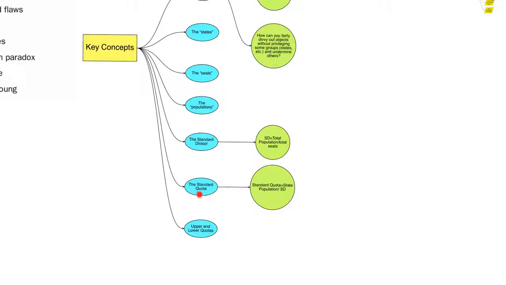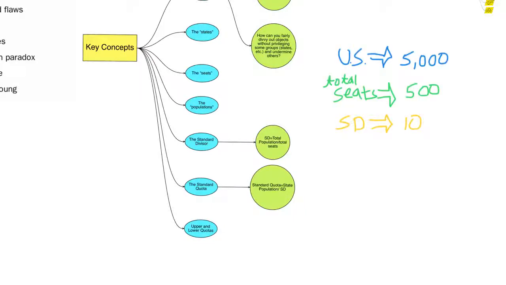And then there is the concept of the standard quota. Now, the standard quota is the state population divided by the standard divisor. So once again, let's take a look at the previous numbers that I had. As we had mentioned before, we could say that the total population of the U.S. is 5,000 people. We could imagine that. The total seats in Congress are 500. The standard divisor is 10.